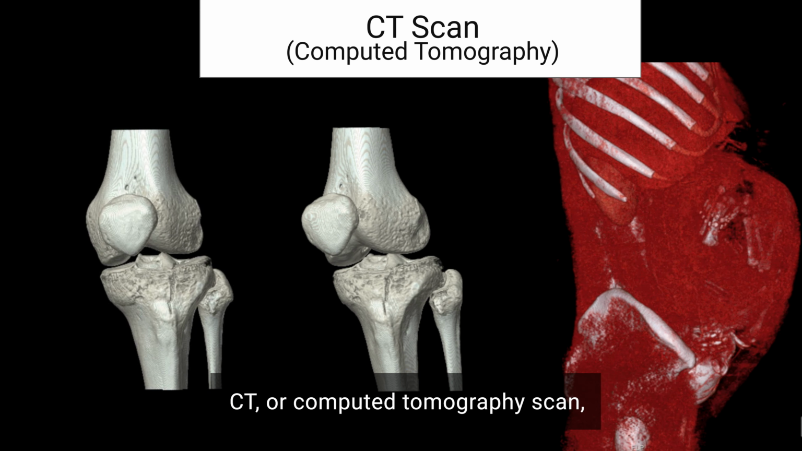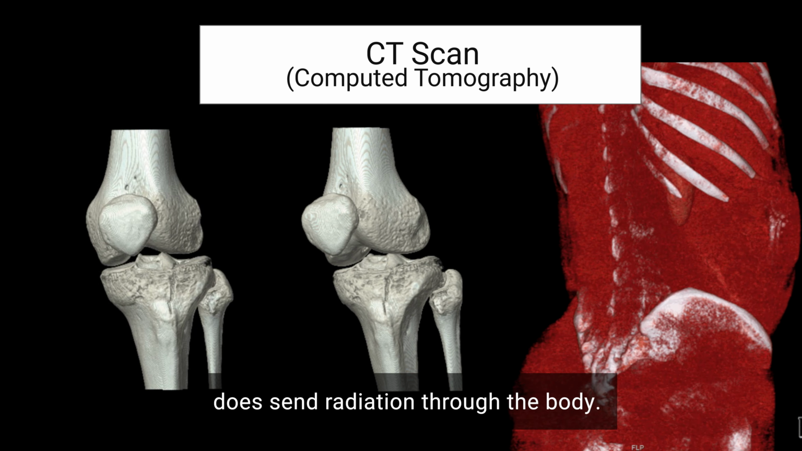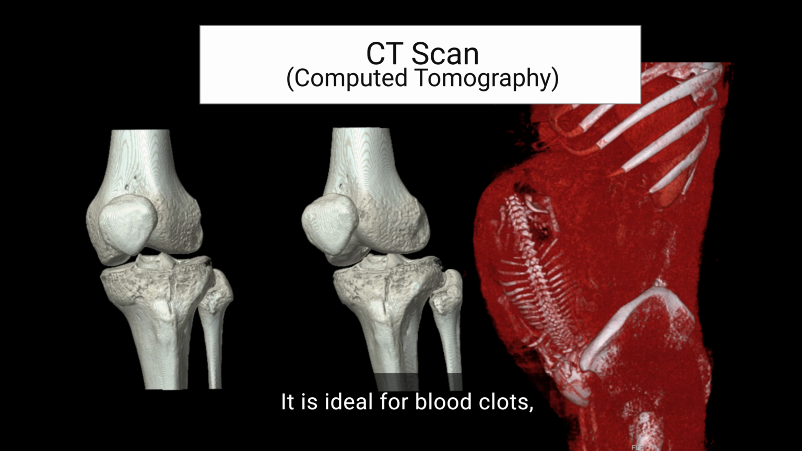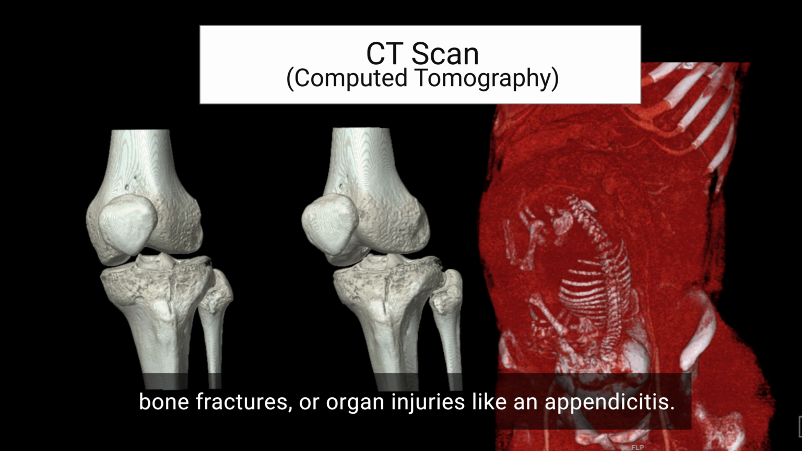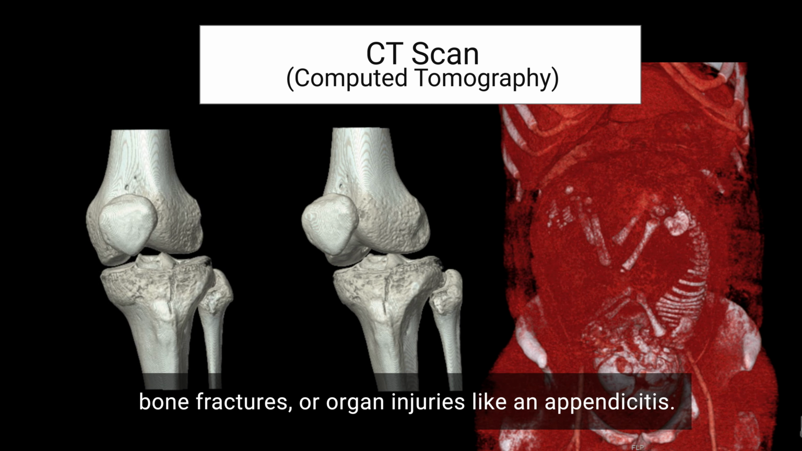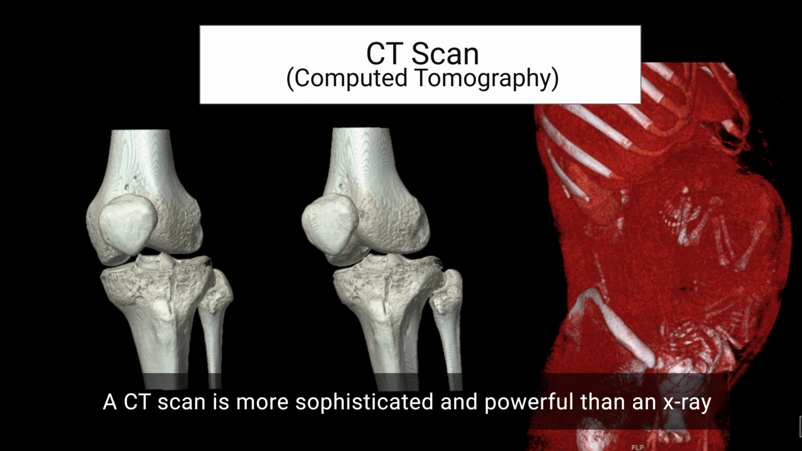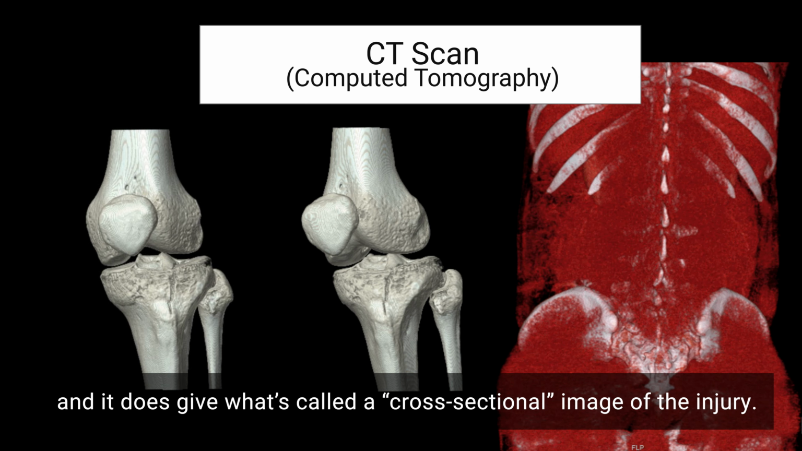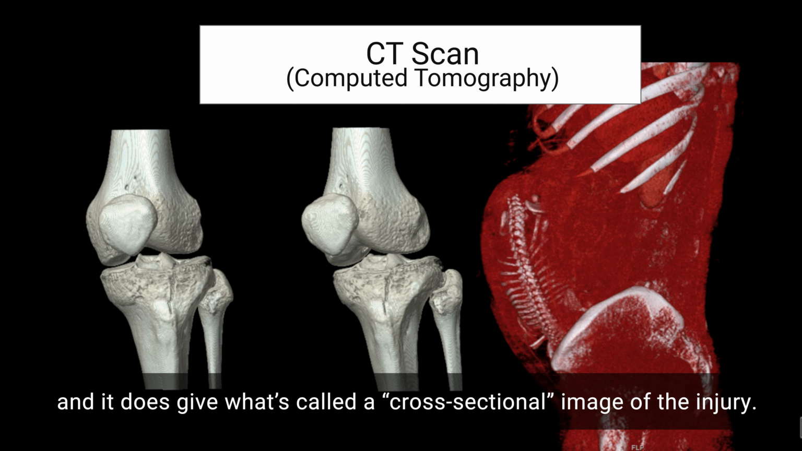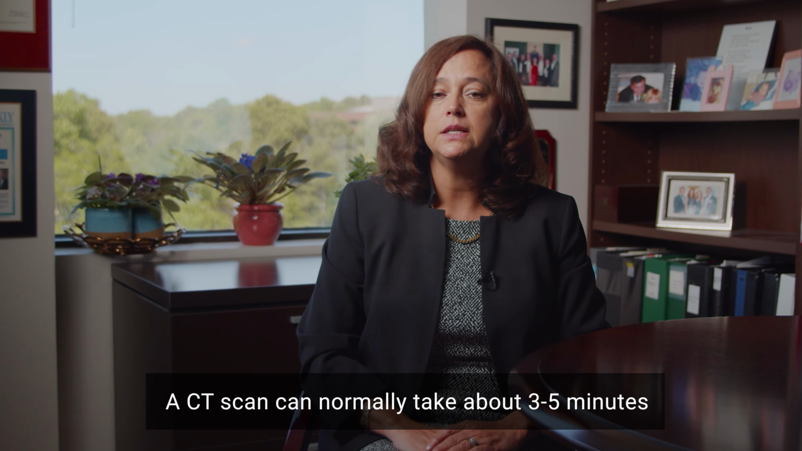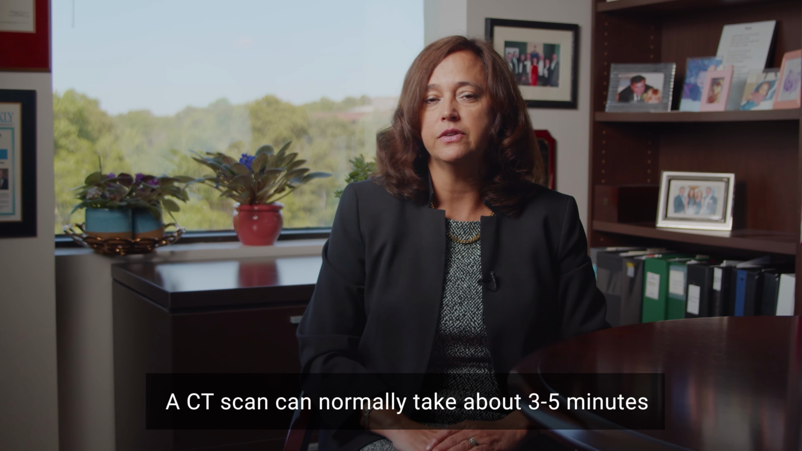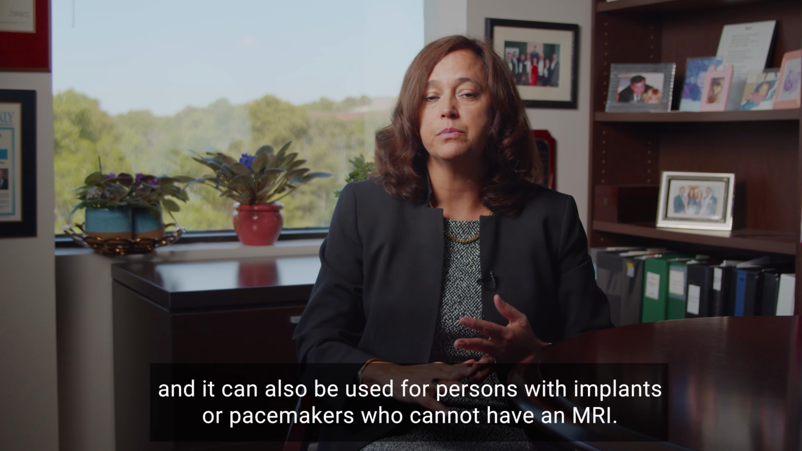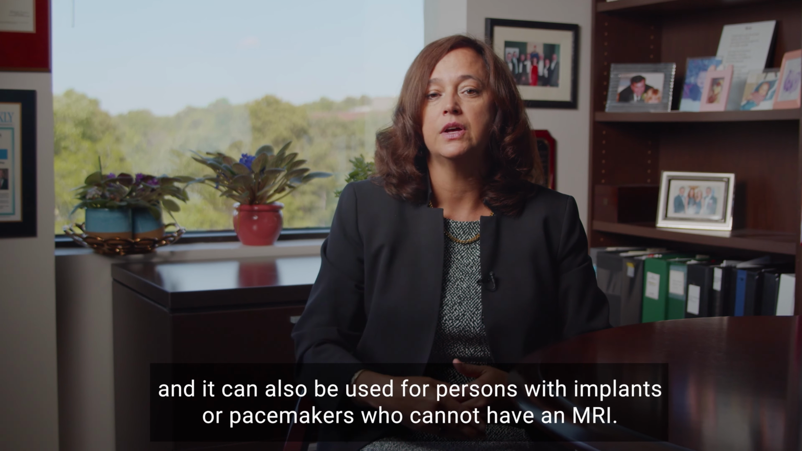CT, or computed tomography scan, does send radiation through the body. It is ideal for blood clots, bone fractures, or organ injuries like an appendicitis. A CT scan is more sophisticated and powerful than an X-ray, and it does give what's called a cross-sectional image of the injury. A CT scan can normally take about 3 to 5 minutes, and it also can be used for persons with implants or pacemakers who cannot have an MRI.